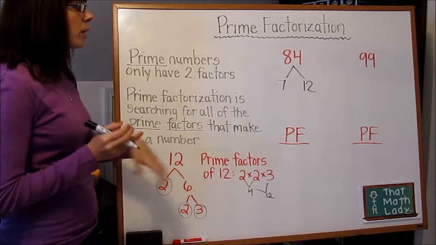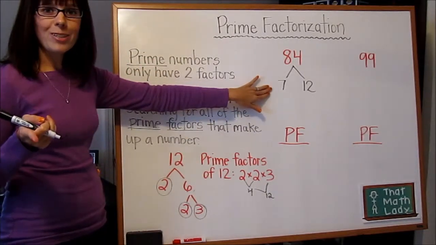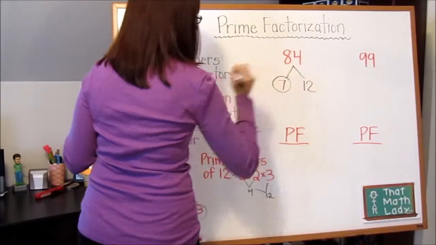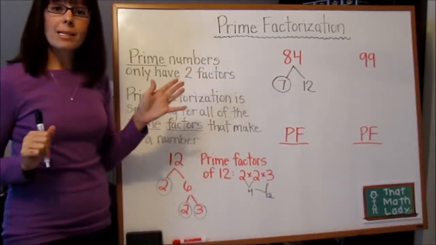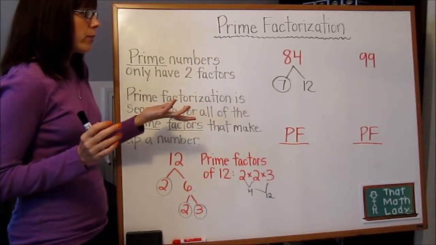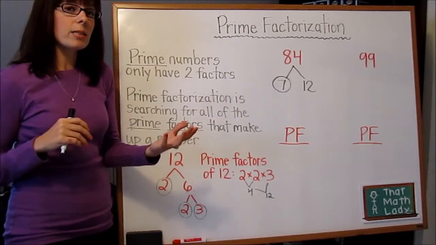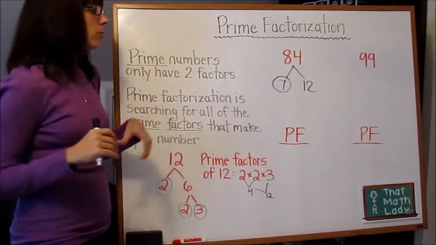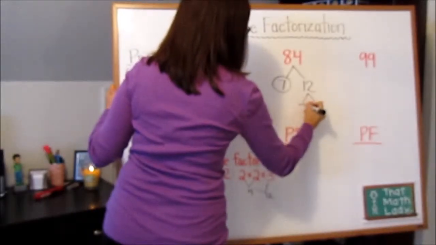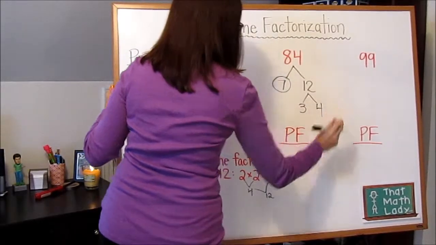Okay, and I just know that because I know my 7 facts, and I just remember that 7 times 12 is 84. Well, 7, if you know your prime numbers, is a prime number, so we're going to go ahead and leave that one alone, circle it. However, 12 is a composite number. We can break it down further. And there's a couple different ways that you can break 12 down. You can break it down into 2 times 6 or 3 times 4. So let's go ahead and do 3 times 4, because 3 times 4 gives me 12.